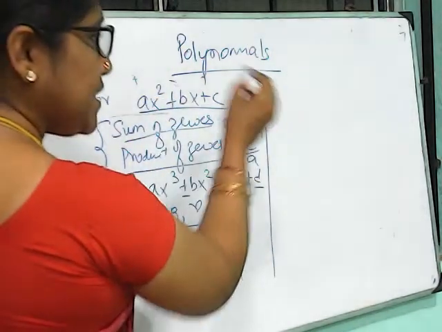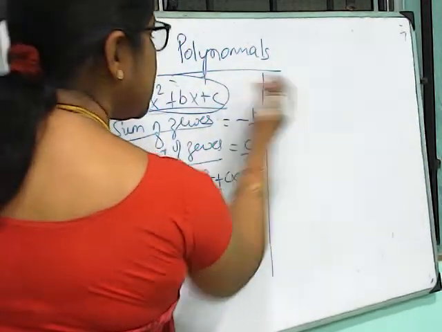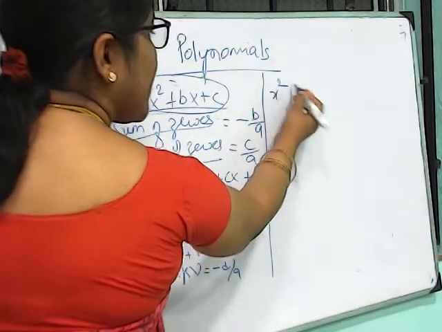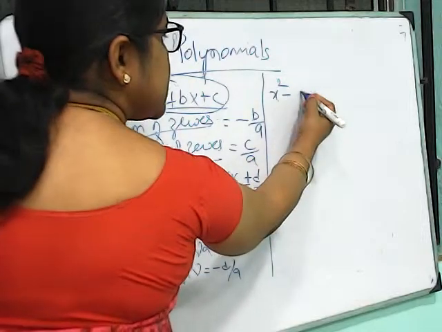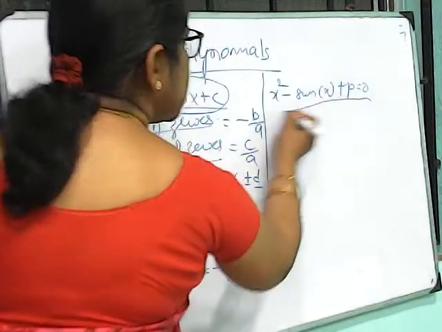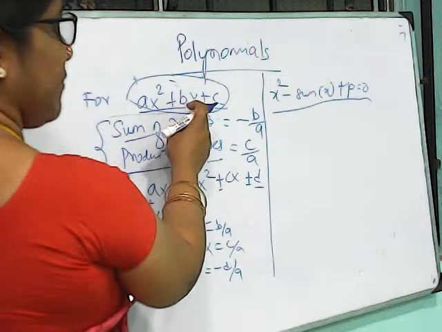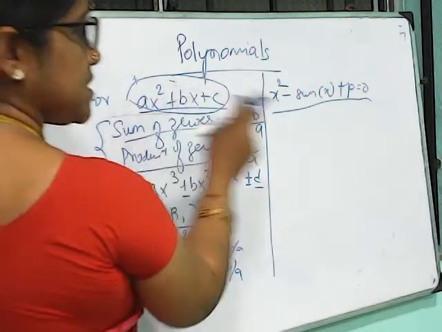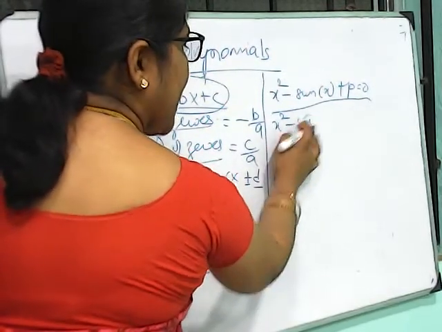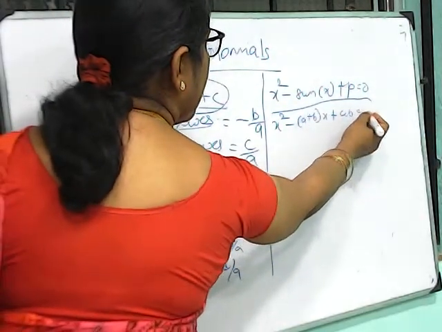Next, given the zeros, how will you find the polynomial? After the question, what you have to use is, always remember, x square minus sum of the zeros into x plus product equal to 0. This is the polynomial, given the zeros. If a and b are the zeros of the polynomial, you will have x square minus sum, that is a plus b, into x plus product ab equal to 0.